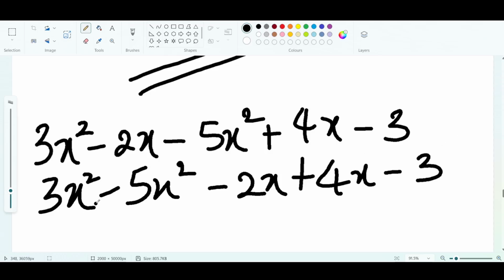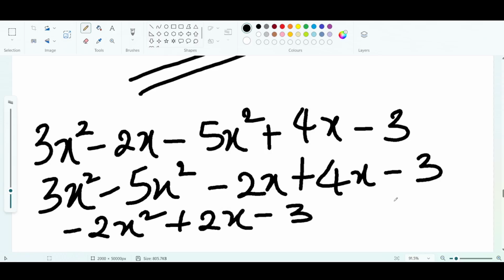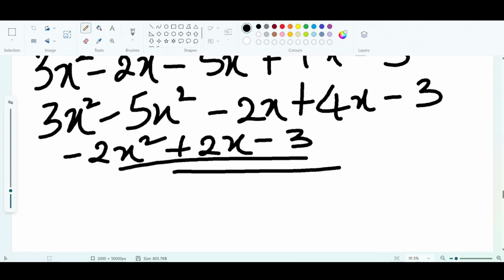So this is now going to be 3x squared minus 5x squared, that is going to be minus 2x squared. And minus 2x plus 4x is going to be plus 2x, minus 3. So this is the final answer of this expression. This is how we simplify in mathematics.